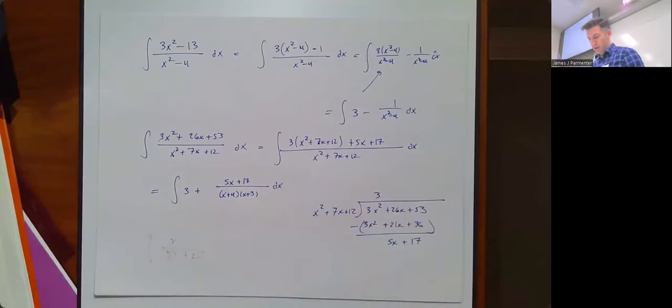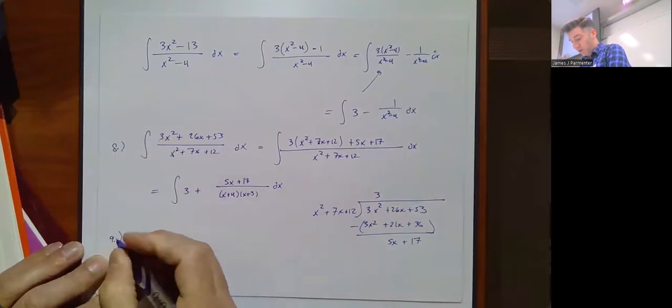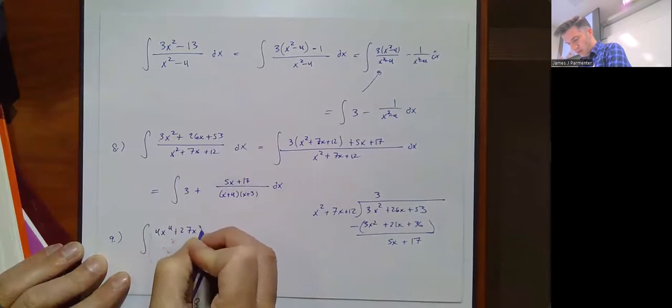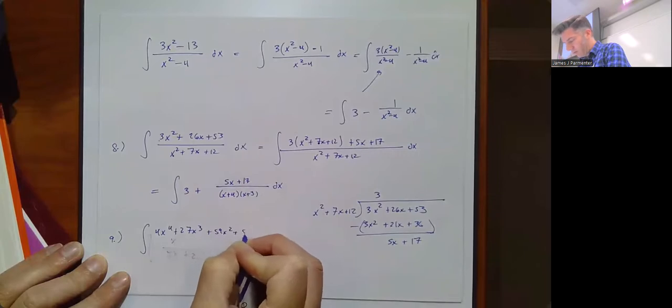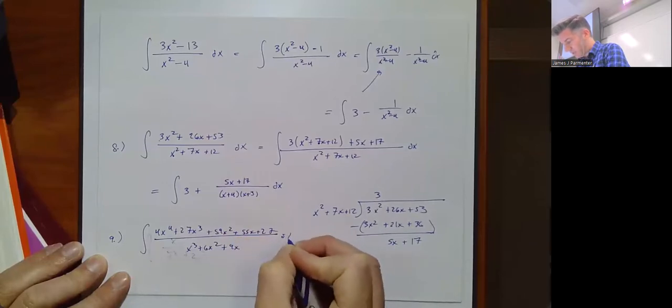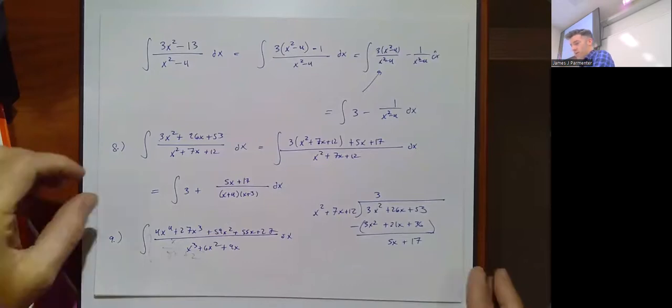I would point out, though, that problem 9, for example, my version of problem 9, which we're not going to do, is heinous. It's 4x to the 4th plus 27x cubed plus 59x squared plus 55x plus 27 all over x cubed plus 6x squared plus 9x. I know there's a 4x because 4x to the 4th divided by x cubed is 4x, but I don't know what the constant term is going to be without really putting some effort in. At that point, you should just be doing the polynomial long division. So that's what I would say for that one. And that's what I'd say in general.